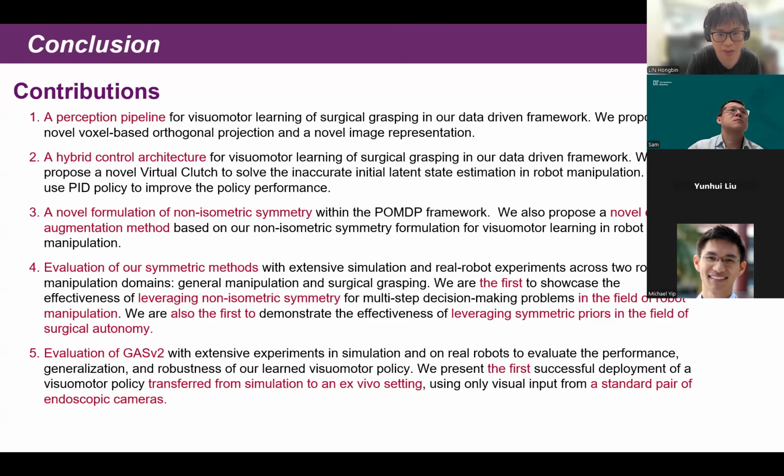We are the first successful deployment of visuomotor policy transfer from the simulation to the ex vivo setting, using only the visual input from a standard pair of endoscopic cameras.